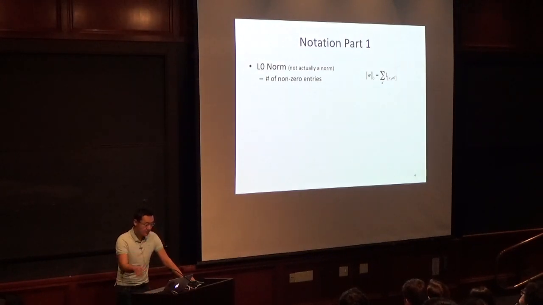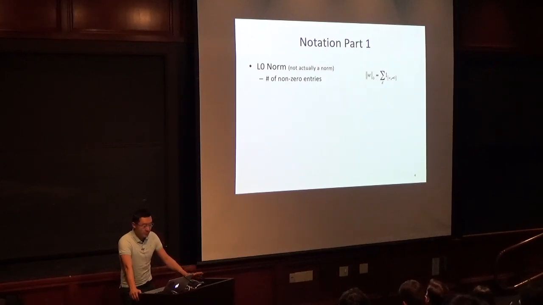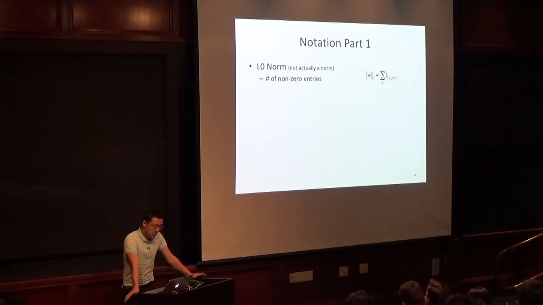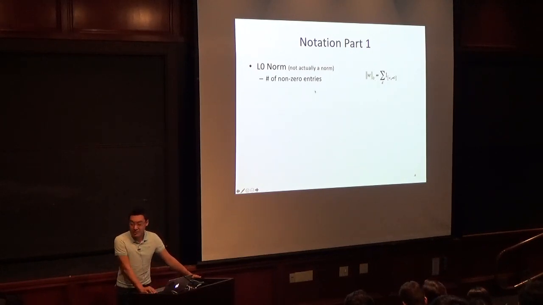Before I do that, let me just go into a little bit of notation about norms. A norm is a way of measuring some quantity of, in this case, a vector. The L0 norm is not actually a norm, but I'm going to put it up here just for conceptual reasons. The L0 norm measures the number of non-zero entries. So the formula is given on the right. The norm is specified in the bottom right subscript. Again, the L0 norm is not actually a norm under the mathematical definition of norm. I'm just putting it up here for conceptual reasons. So it measures the number of non-zero entries in a vector.